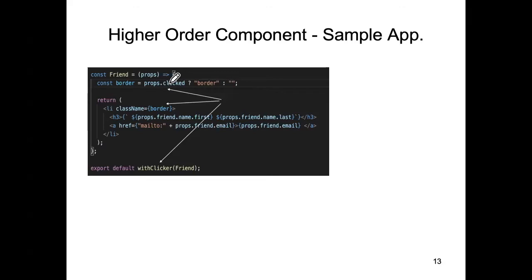Now, all I'm doing in this case is I'm checking to see, is that expression true or false? And I am deciding what CSS class, this is a CSS class that I've defined in my CSS file. And I'm applying that class to my LI element, as you can see there. That's all that's happening. So this is the example where I drew a border around my friend.